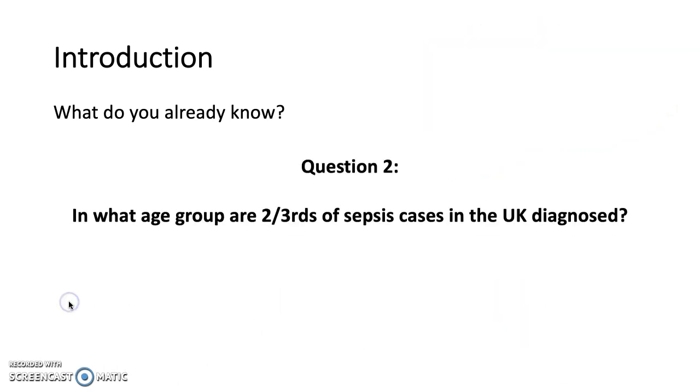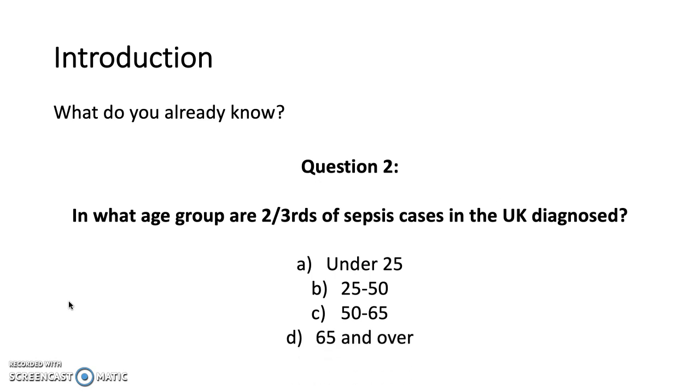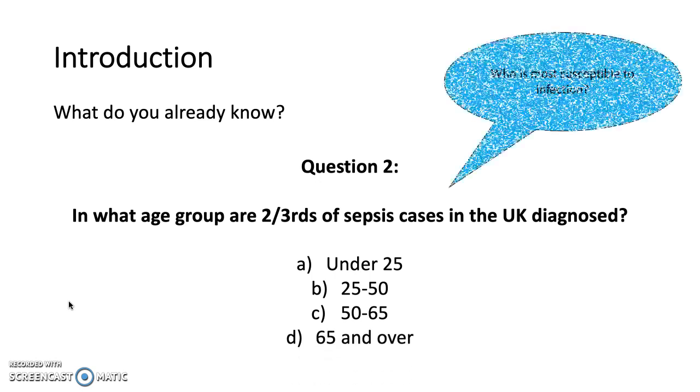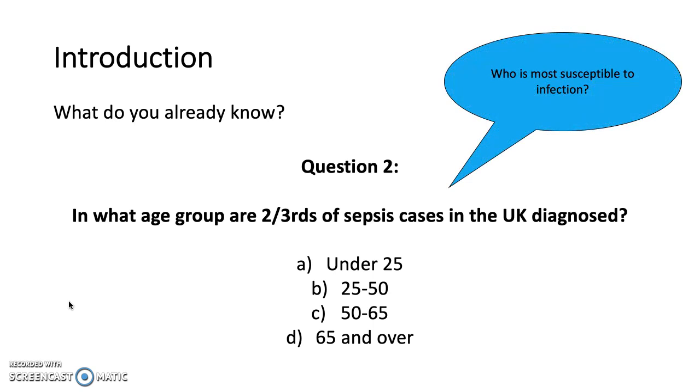Question 2. In what age group are 2/3 of sepsis cases in the UK diagnosed? A. Under 25, B. 25 to 50, C. 50 to 65, or D. 65 and over. Think about which group is the most susceptible to infection.